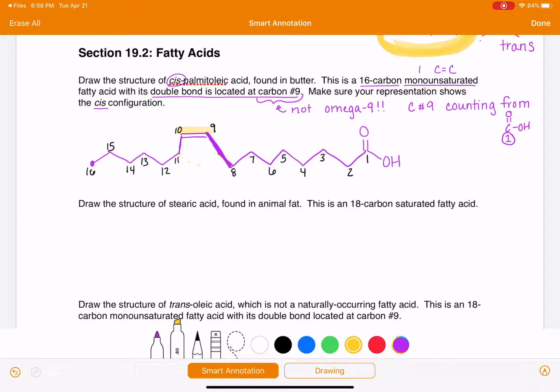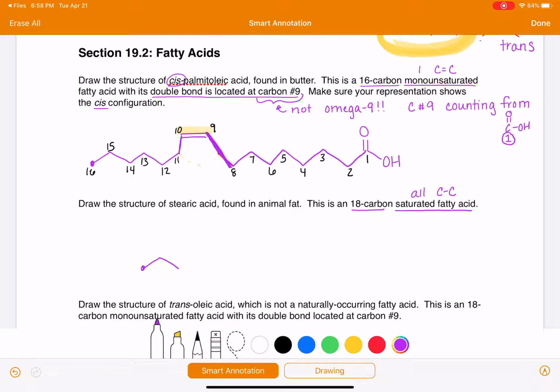Next one, we're going to draw stearic acid, which is 18 carbons, saturated. So we've got 18 carbon atoms. Saturated means that it is all single bonds, so all carbon-carbon single bonds. So this is going to be way easier to draw.